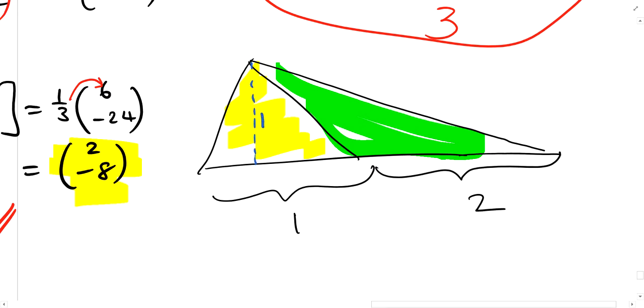This being the perpendicular height. What is the area of the yellow triangle? Half times 1 times h. What is the area of the green triangle? Half times 2 times h. So what is the ratio of the side area?